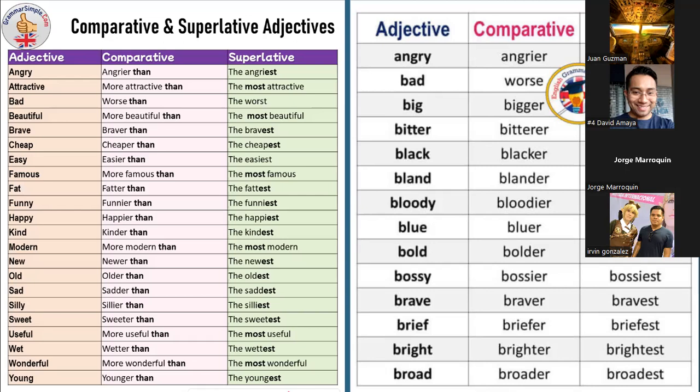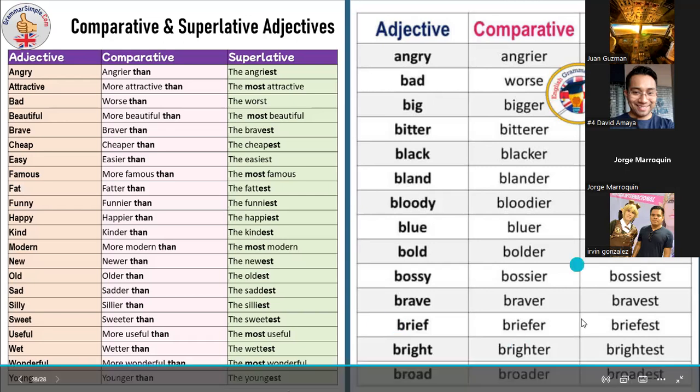Newer. Be careful because it's not new. Okay, it's new. Old, older. Sad, sadder. Very good. Silly, sillier.